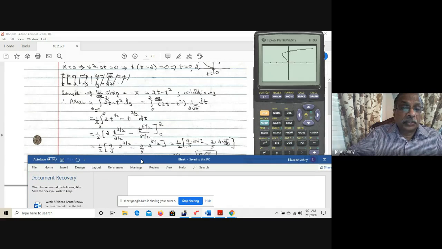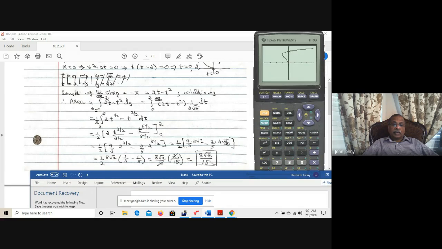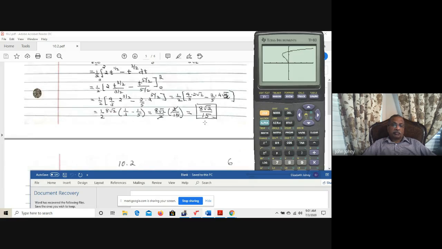You substitute the limits. 1/2 times 4 over 3 times, when you substitute the upper limit, you get 2 to the power of 3/2 minus 2 over 5 times 2 to the power of 5/2, lower limit 0, and simplify it, and finally you get 8 times square root of 2 over 50. So there is a little bit of arithmetic involved there. Please make sure that you understand it. So you may pull out the square root of 2 if you want, and then simplify using the calculator. You get 8 square root of 2 divided by 50.